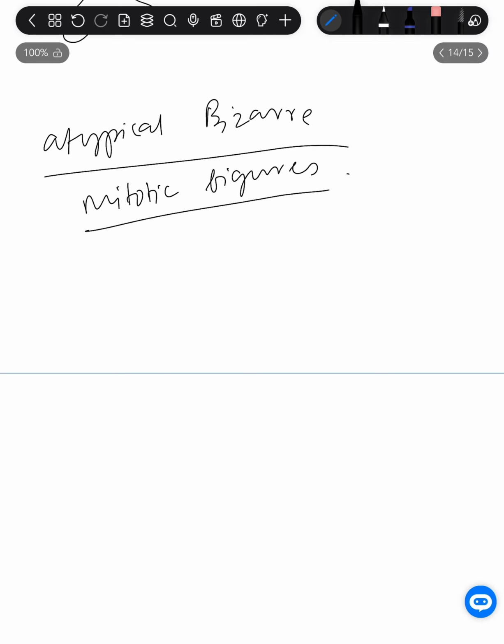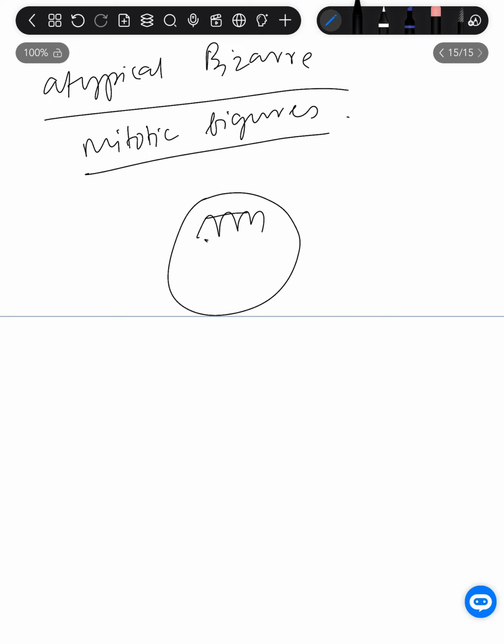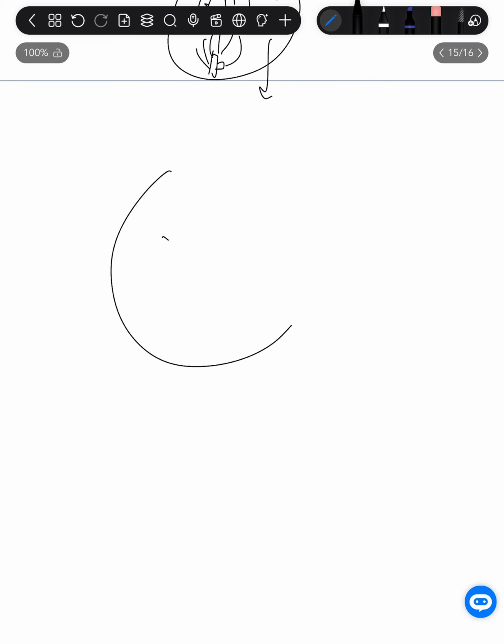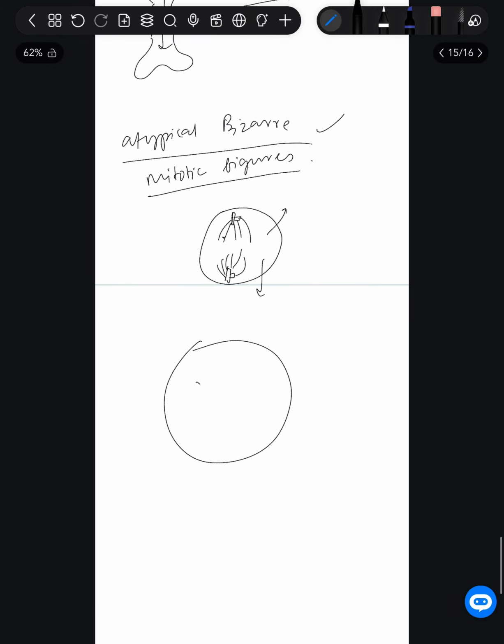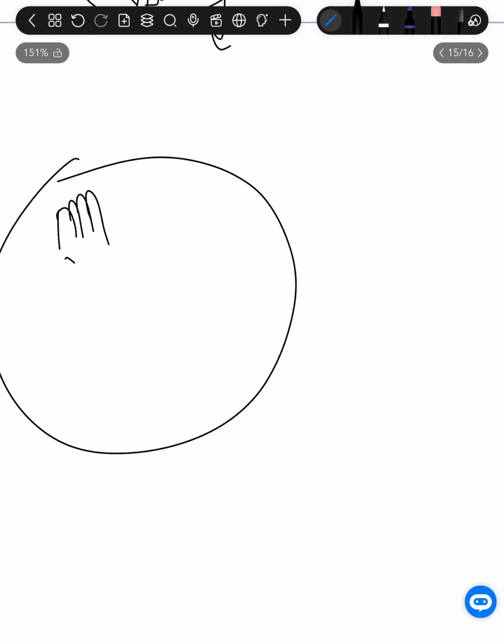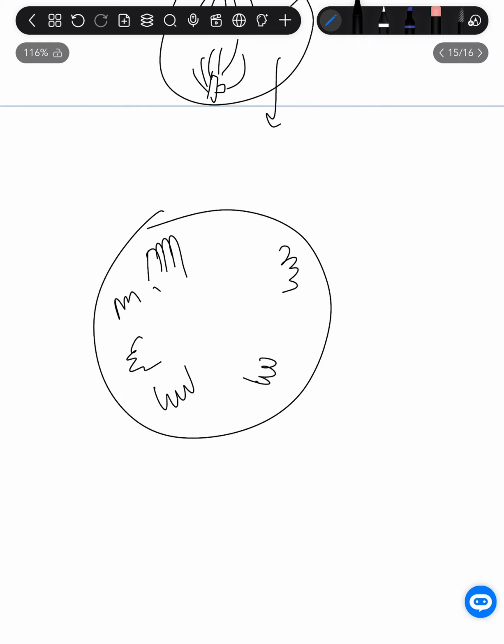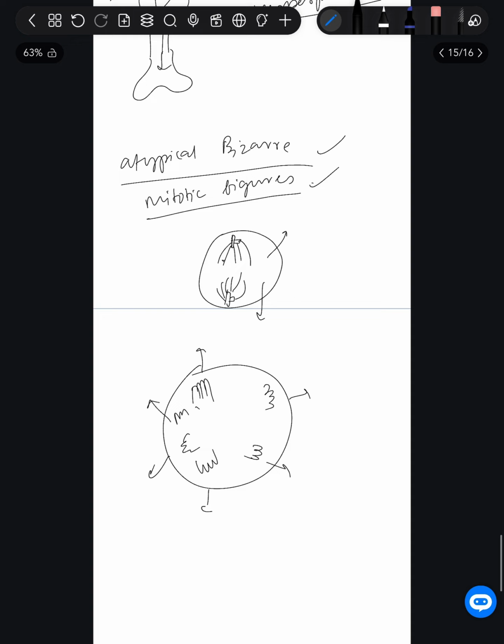What is this? Normally, consider these are the spindle bodies. In a cell, there are normally two spindles at a time and they divide the cell like this. In this, we have abnormal bizarre mitotic figures, meaning there is one spindle here, one spindle here, one spindle here, one spindle here. There is abnormal mitotic division from all directions, which we call atypical bizarre mitotic figures. There are tripolar, quadripolar, multipolar spindles there.